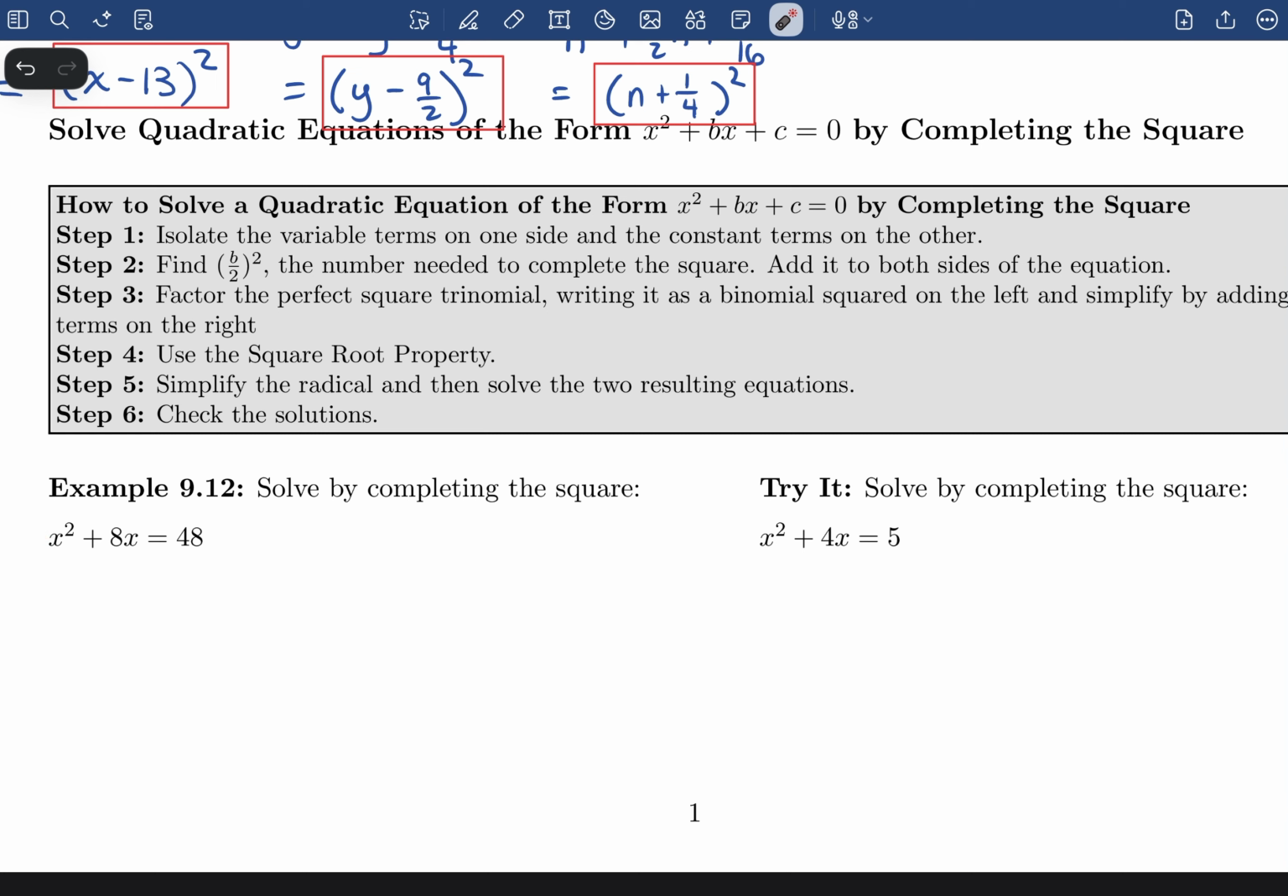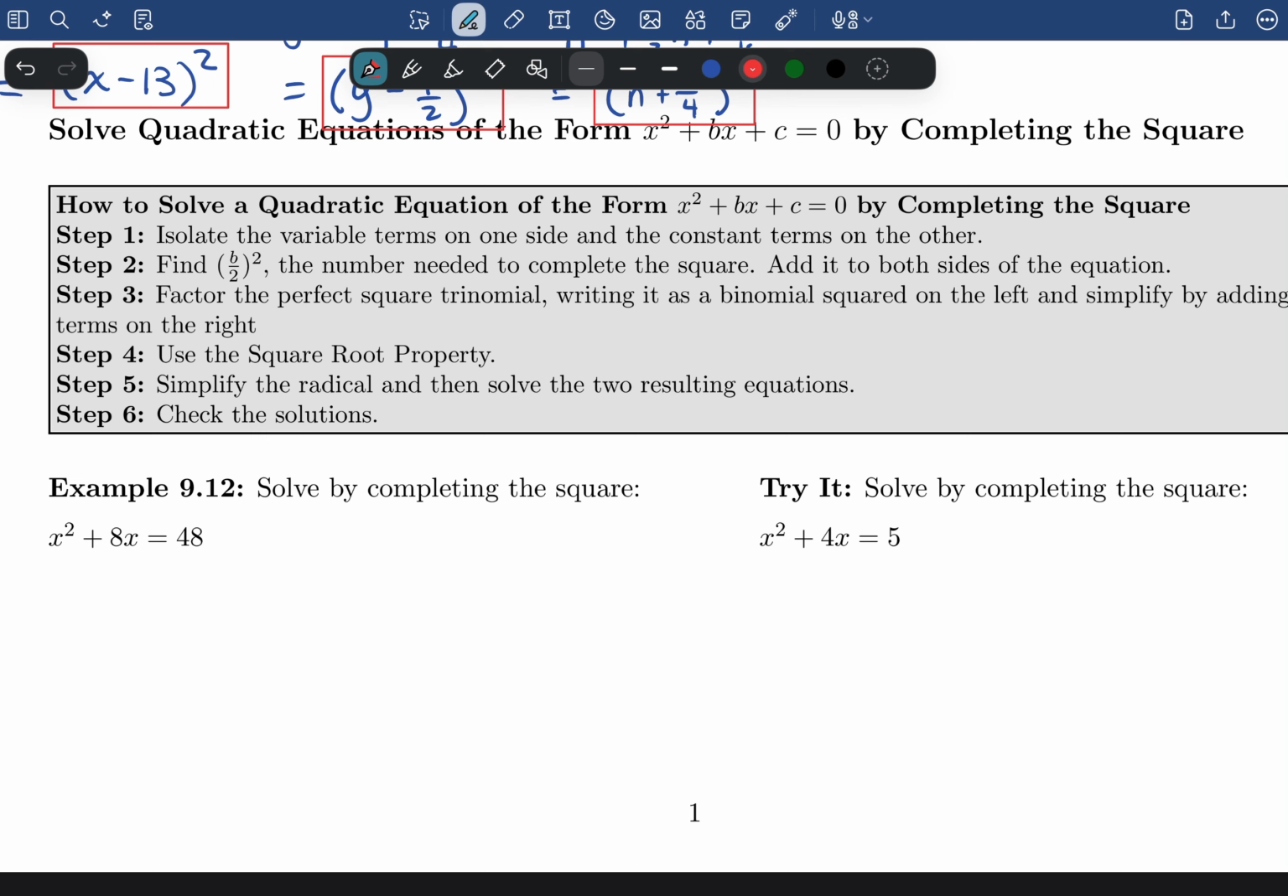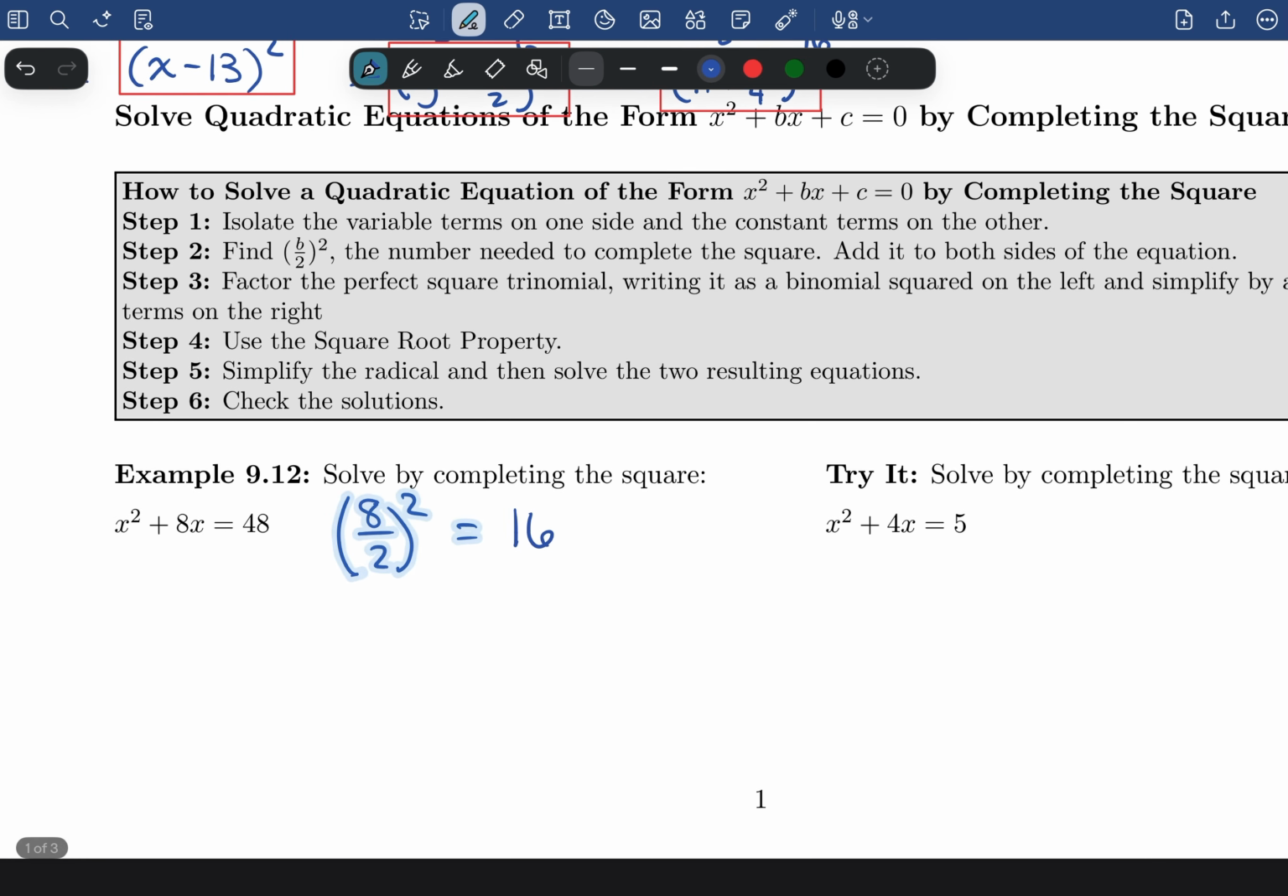Now, move to step 2, find b divided by 2 squared. Now the b value, remember, it's the coefficient with the x value, the linear term. Okay, so it's positive 8. And so I'm going to take positive 8, and I'm going to divide it by 2, and I'm going to square that. And I'm going to see what I get. Right, 8 divided by 2 is 4, and 4 squared is 16. All right, I completed the square. I got 16.